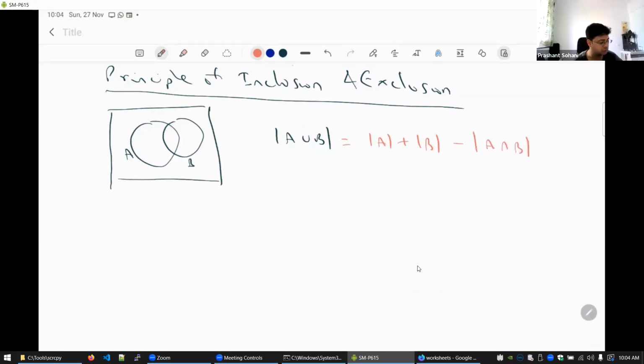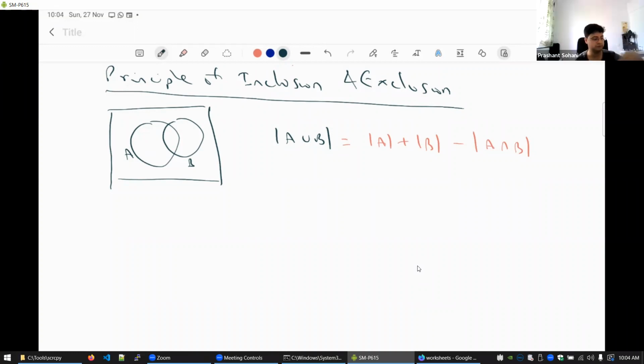And what is the logic that we can quickly explain for this? If you are looking for A union B and you take both the sets, you take the number of elements in A and the number of elements in B, you see that the middle portion is repeated twice. That's the intersection. So you subtract it one time and then you get the answer.